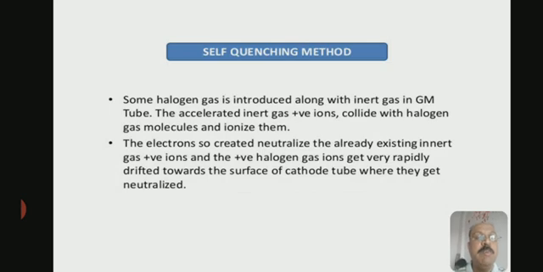So what is meant by the self-quenching method? Some halogen gas is introduced along with inert gas in the GM tube. The accelerated inert gas positive ions collide with halogen gas molecules and ionize them. The electrons so created neutralize the already existing inert gas positive ions, and the negative halogen gas ions get very rapidly drifted towards the surface of the cathode tube, where they get neutralized. So this is about the self-quenching method.